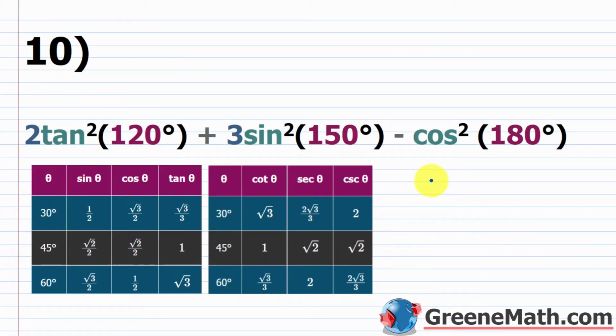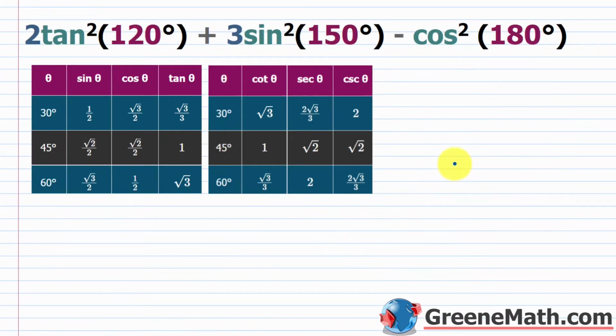All right, let's take a look at problem number 10 now. So here we have 2 times tangent squared of 120 degrees plus 3 times sine squared of 150 degrees minus cosine squared of 180 degrees. Okay, what I would do here is figure out the reference angle for these two. For this one, we're going to have to work on that on a little sketch. I'll show you that in a moment.